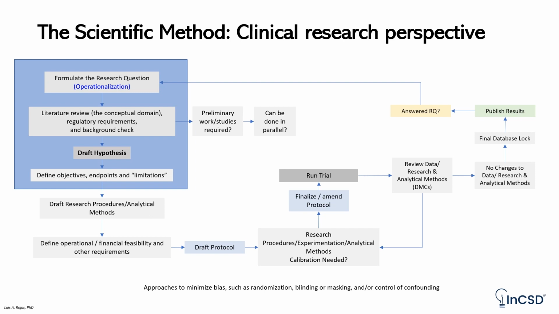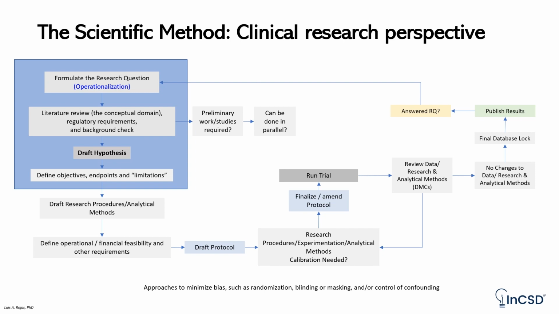We begin with the formulation and operationalization of the research question. More on that later. And once we have our research question, we proceed with literature review to define not only the conceptual domain, but also the regulatory requirements, and the background check, which include the disease characteristics, previous studies, and other elements that could explain the mechanism of action of the experimental treatment if it is known.